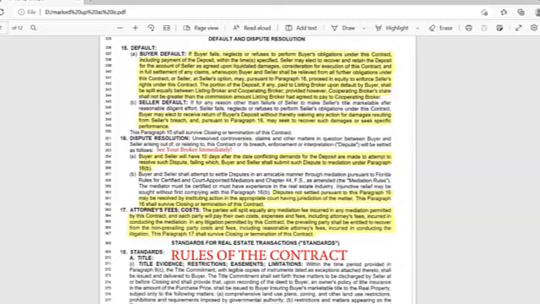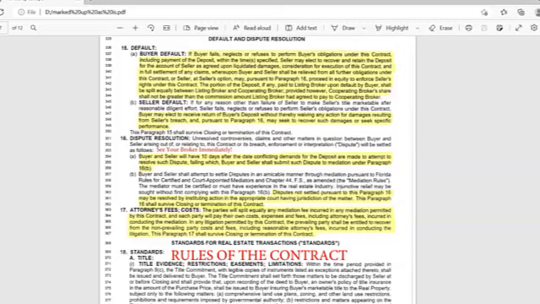Keep in mind, when you're signing a listing agreement with a seller, there's a portion in that contract that dictates if the buyer defaults, a part of that commission is going to go to the listing broker, and the listing broker is going to pay a part of that commission to the cooperating broker. Now let's talk about the seller default.